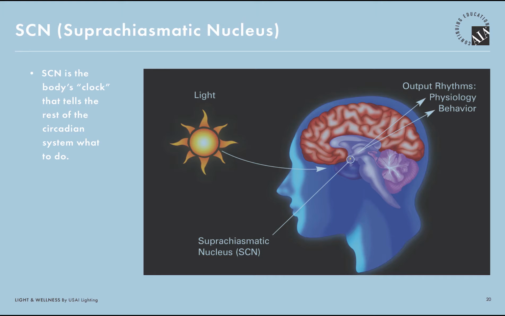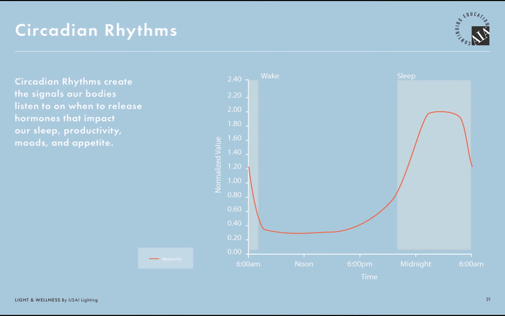This process signals our body on when to release hormones that impact things like our sleep, productivity, moods, appetite. And the most important hormone for our sleep-wake cycle is melatonin. You may have heard of melatonin. Sometimes doctors will actually prescribe melatonin for people who have trouble sleeping. And as you can see in this graph, melatonin production starts shortly before you fall asleep and drops right before you wake up. It's critically important for our sleep-wake cycle.